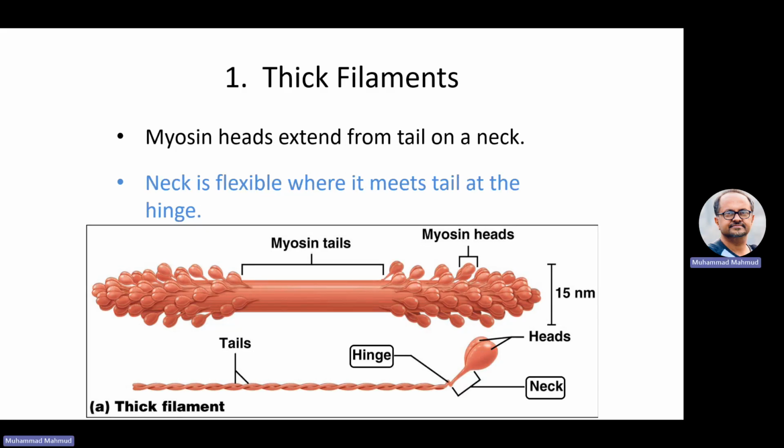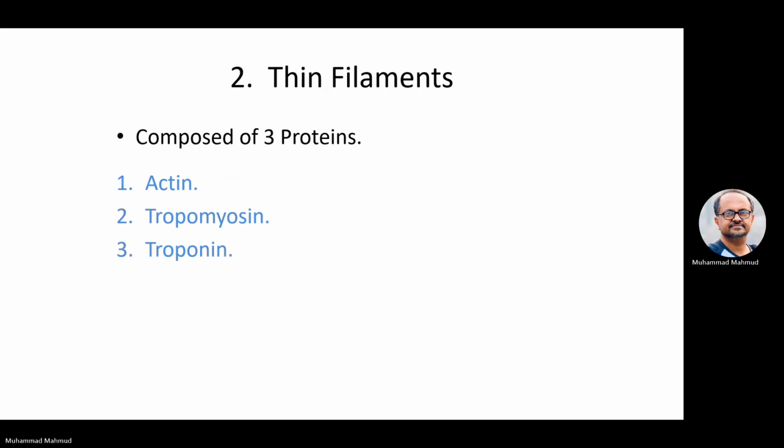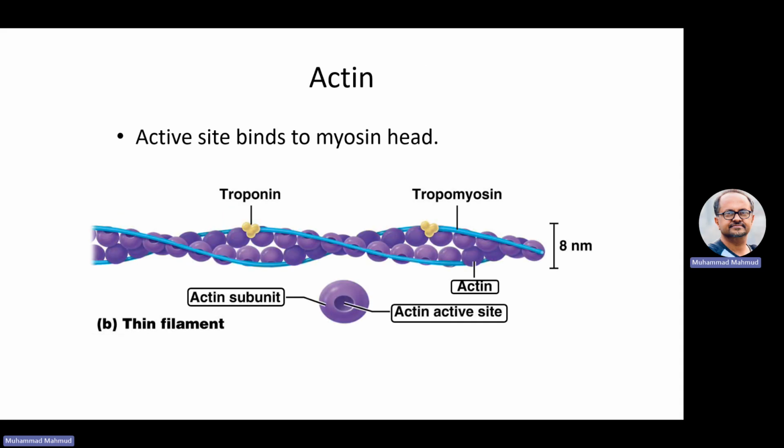Myosin heads extend from the tail on a neck, and the neck is flexible where it meets the tail at the hinge. For the thin filaments, there are three components: actin, troponin, and tropomyosin. Those purple colored balls you see here, hundreds of them, are actin subunits, and they have the active sites for the myosin head.